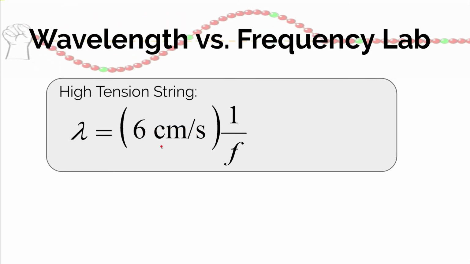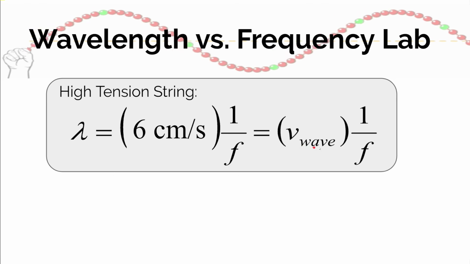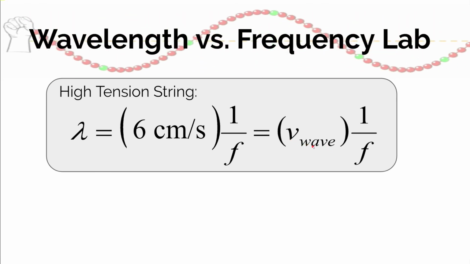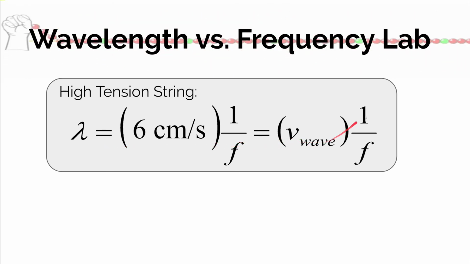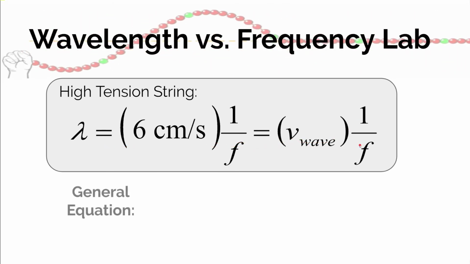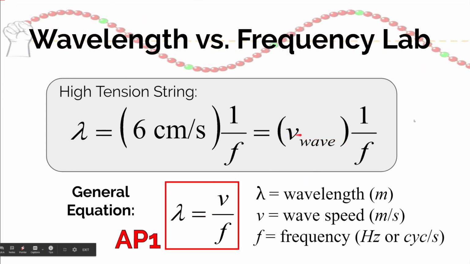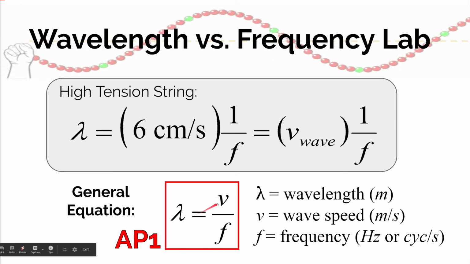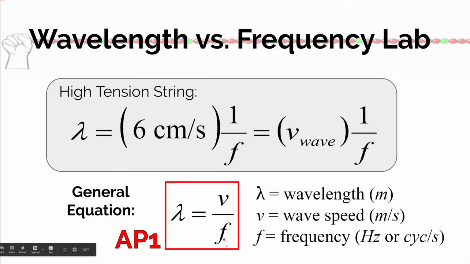Well, this value, we just got done talking about the fact that it's how fast the wave is moving through the material or the medium. So we call that the wave velocity or the wave speed. So we get wavelength is equal to the wave speed times the inverse of frequency. Or we can just multiply these two things together and we get this final equation that wavelength is equal to v divided by f, or wave speed divided by frequency.